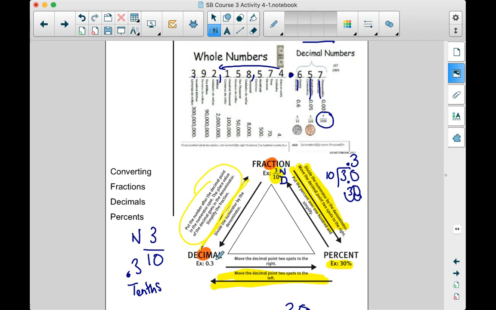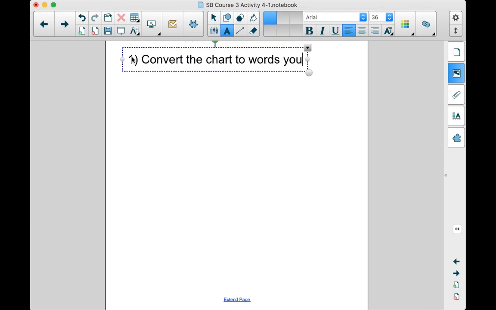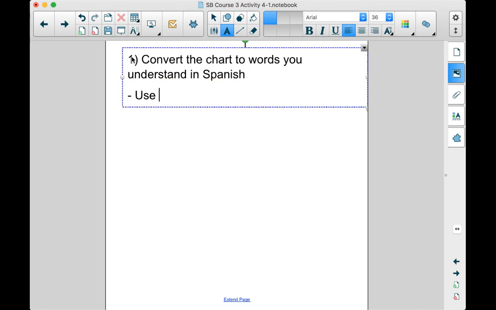Okay? And you see, you can kind of move around this triangle any direction. Just follow the word above those arrows. All right, so right now, here's what I want you to do. If Spanish is your main language, the first thing I want you to do is convert the chart to words you understand in Spanish. That definitely means use Google Translate.